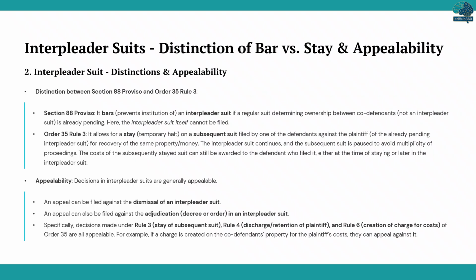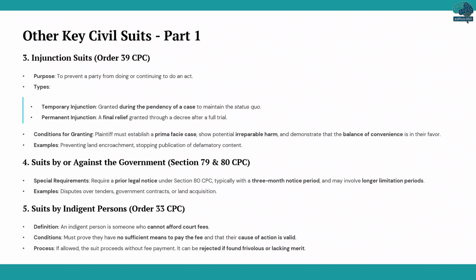First, injunction suits, detailed under Order 39 of the CPC. Their purpose is to prevent a party from doing or continuing to do an act. They can be temporary injunctions, granted during the case to maintain status quo, or permanent injunctions, a final relief after a full trial. Conditions for granting include a prima facie case, potential irreparable harm, and balance of convenience in the plaintiff's favor, such as preventing land encroachment.